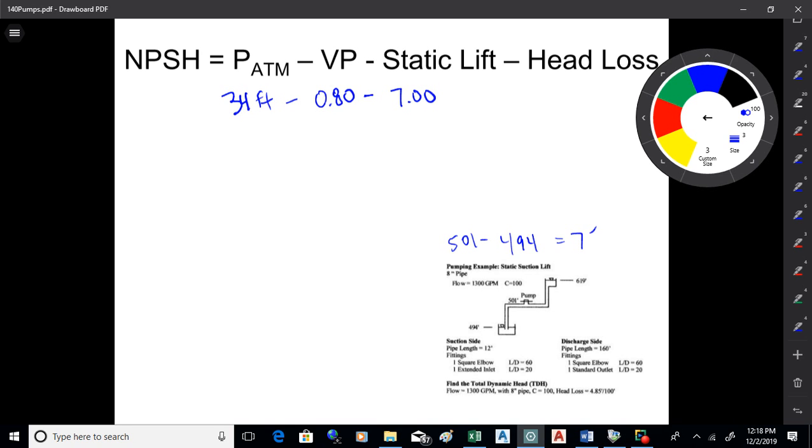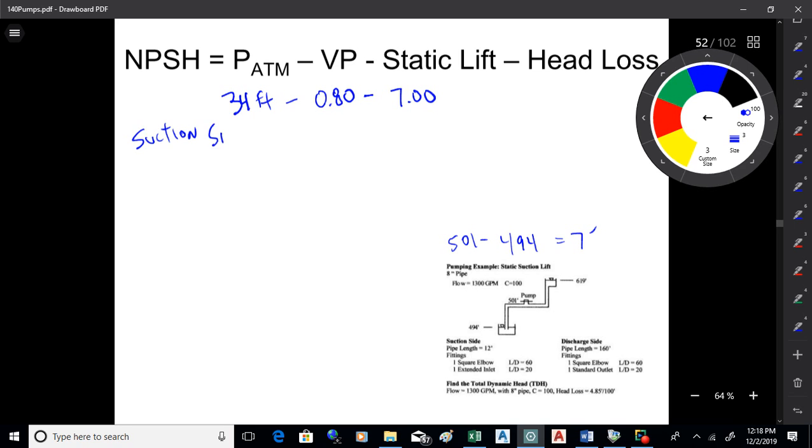Now the suction side piping length, what do I got for that? Do we just assume that the water is 70 degrees? It's given there, I think. Yeah, 70 degrees. So I'll put that in there. You should know the temperature, but you could assume roughly what it's going to be if you weren't given it.